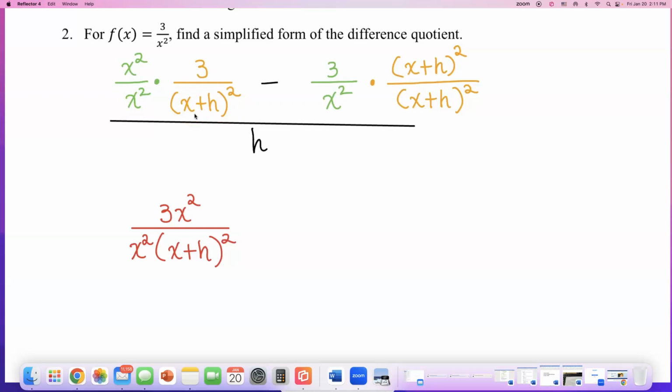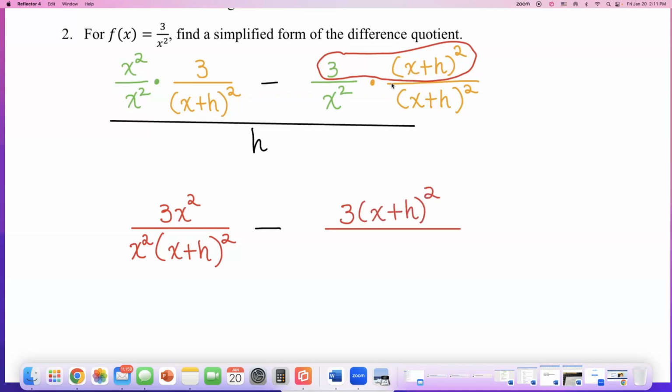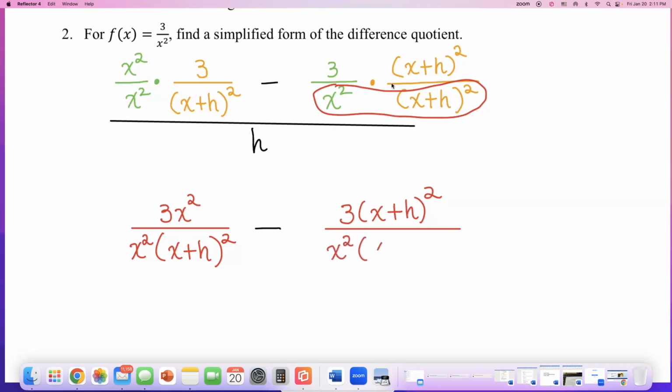And then the big minus sign. And let me do these two. Okay, if I multiply the numerators, that will be 3 times x plus h squared. And the denominator will be these two multiplied. So I'll just write it as x squared in front, x plus h squared in the parentheses here, okay?